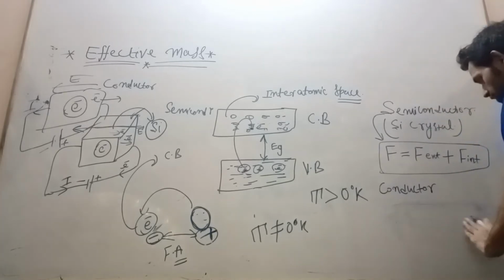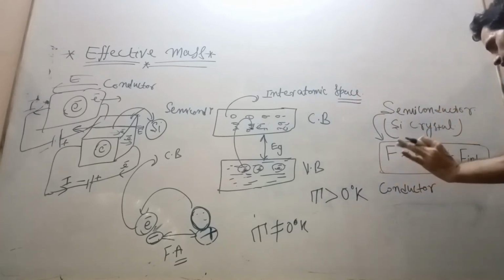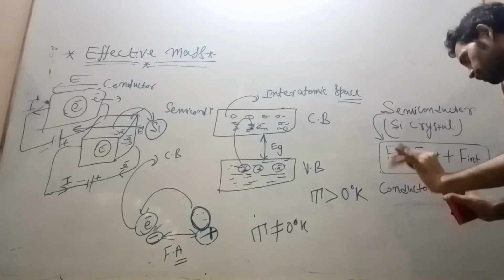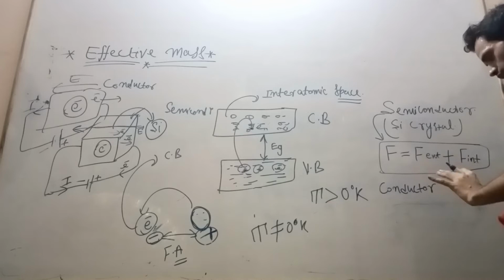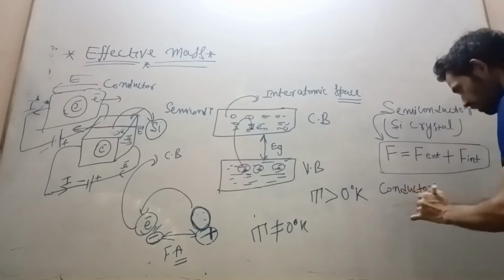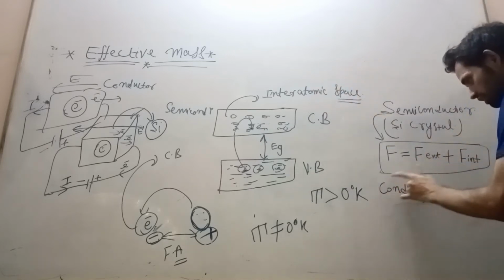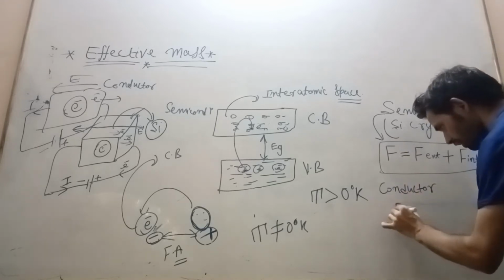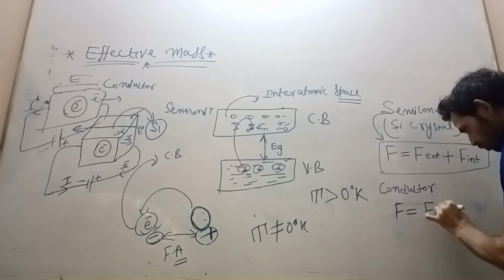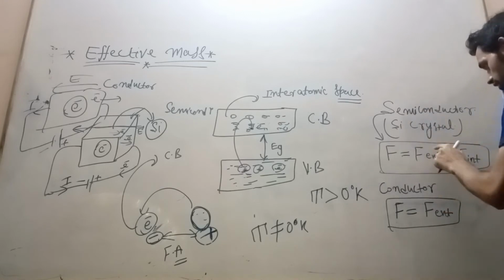The electron in free space means there does not exist any internal force. It is in free space, there is no hole, nothing else, so there is no positive charge. There is only the electron, only negative charge. Only one type of charge is there, so there exists no internal force. In this conductor there exists only the external force, F equal to F external. This is in the case of a conductor, and the other is in the case of a semiconductor.